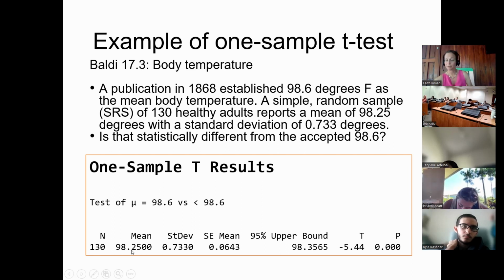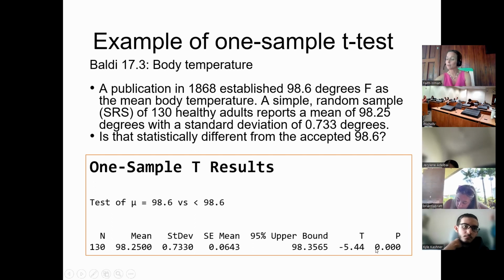98.25 is the mean, and the upper bound of the confidence interval is 98.35, so plus 0.1. And the t value, the test statistic for this test, is negative 5.44. Whether the t value is negative or positive, if it has a large absolute value, that means the p-value will be small. And in this case, the p-value is very small.